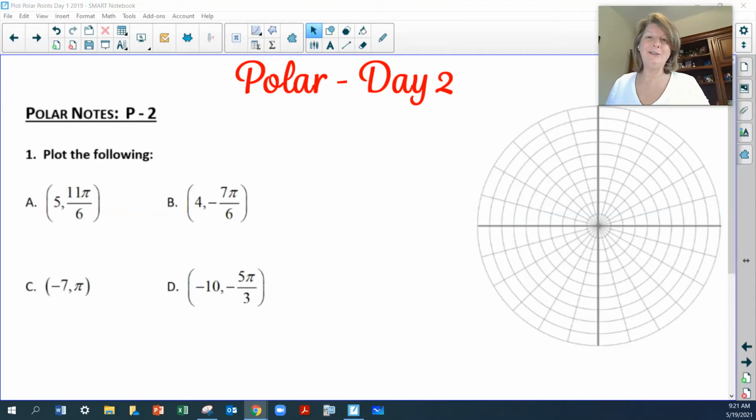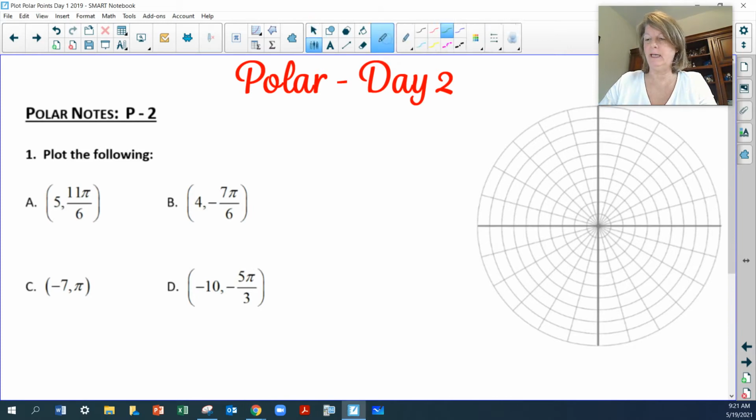Here we are, day 2 of the polar unit, and today we're going to take a step at hopefully graphing some of these equations. So we'll see what that amounts to. A little bit of review first off.